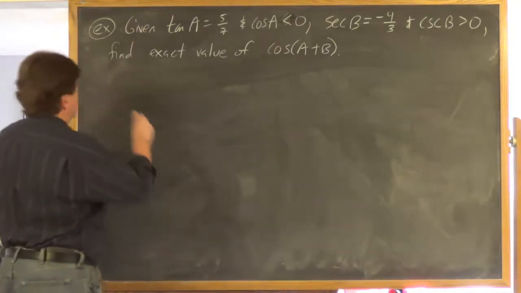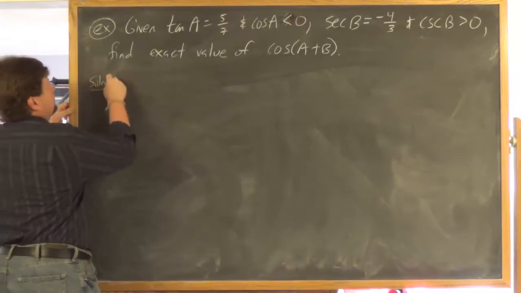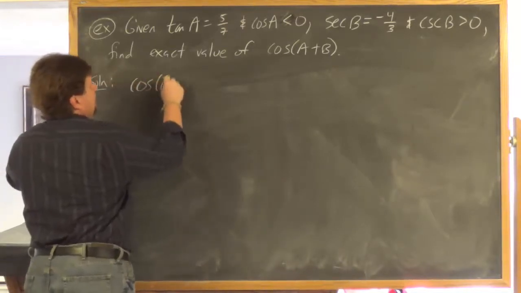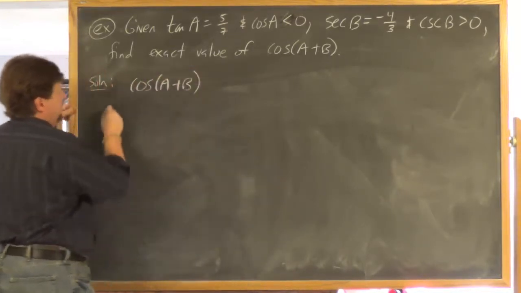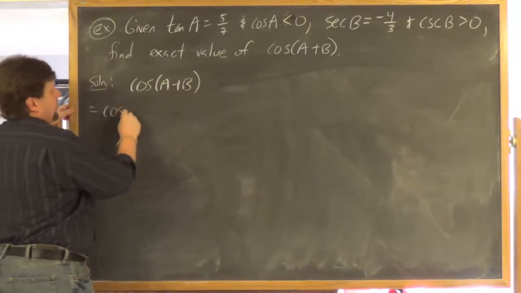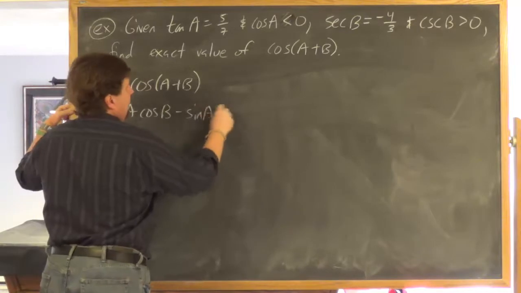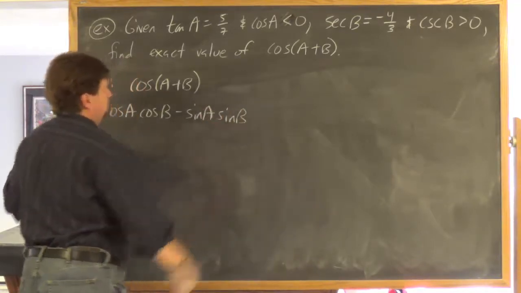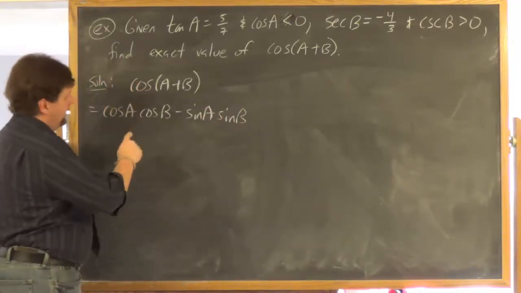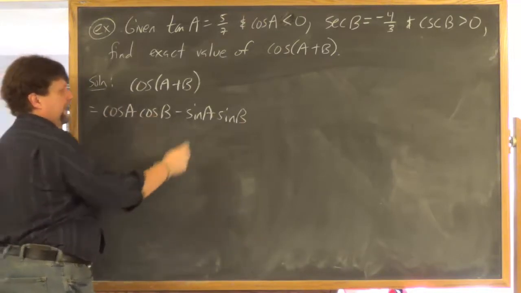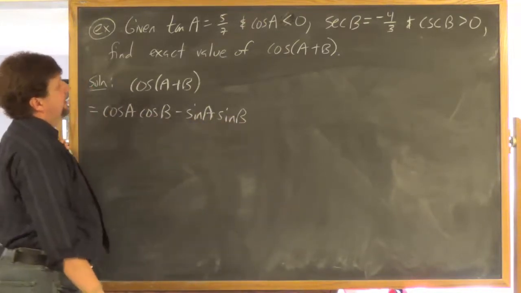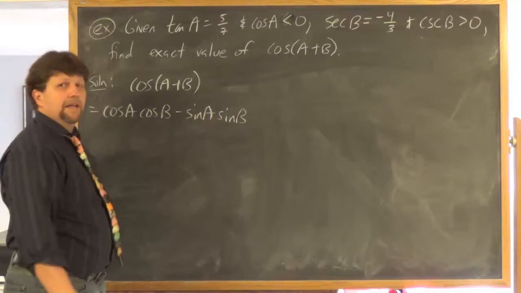Here's where I'd start. I'd write down my identity for the cosine of A plus B. We know that's cosine A times cosine B minus sine A times sine B. So we have to determine the value of cosine A, cosine B, sine A, and sine B. And look at the mess we are given.